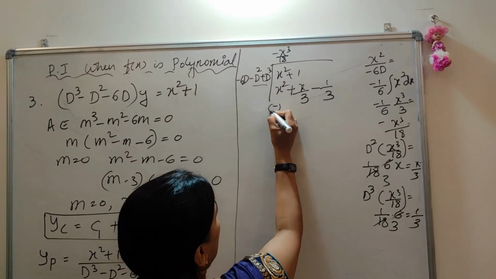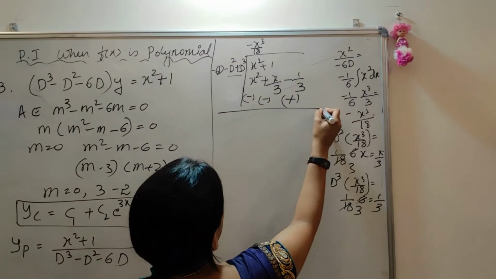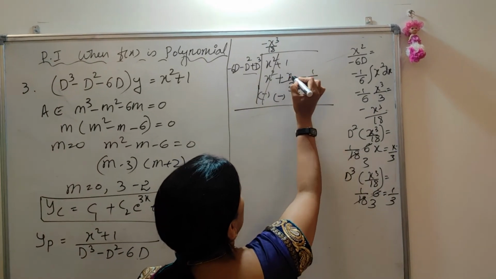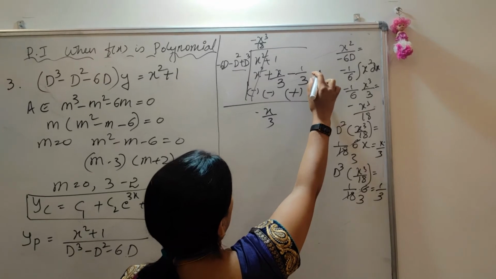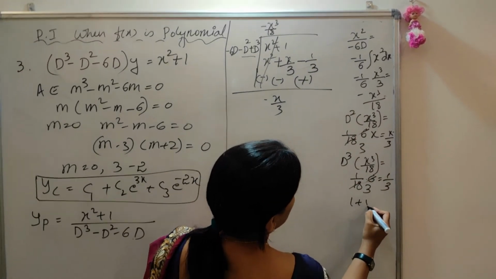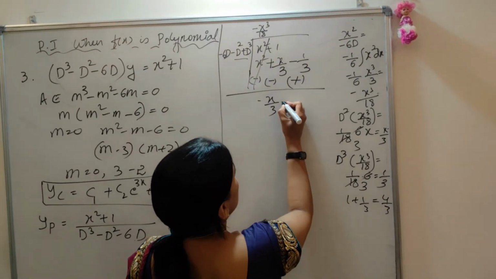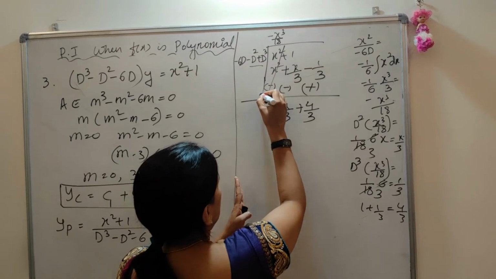Next, minus plus changes to minus, minus changes to plus. Plus x² minus x² get cancelled. Then we have minus x/3. The constants are 1 and 1/3. 1 plus 1/3 is 4/3, so it is plus 4/3. Okay, so then next step.